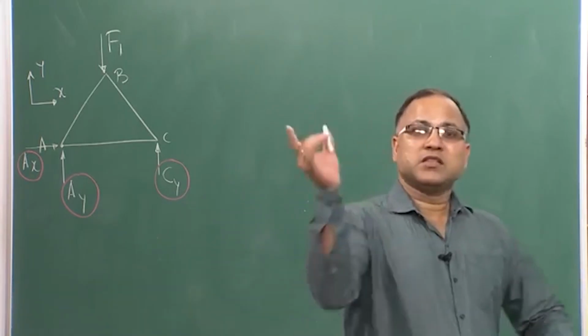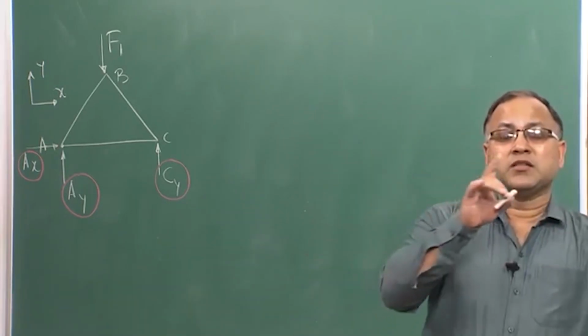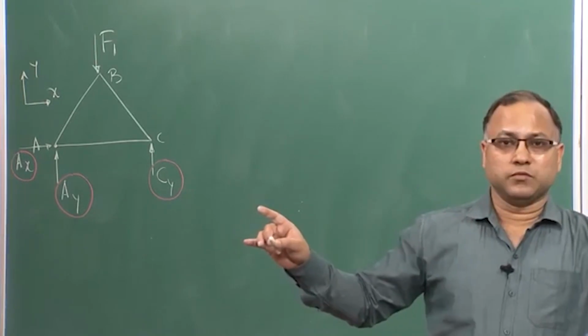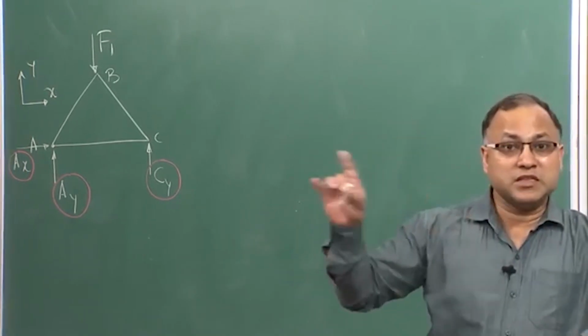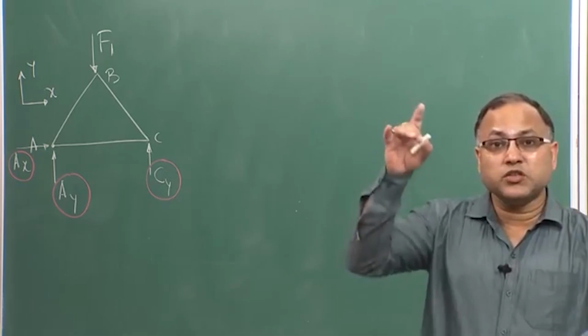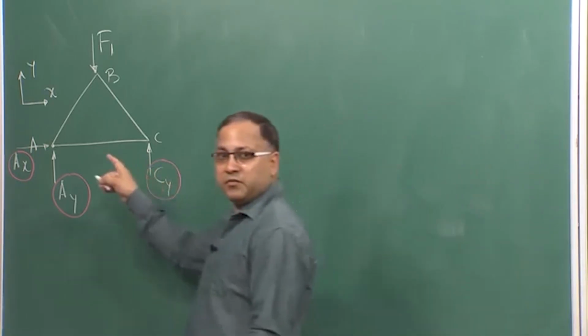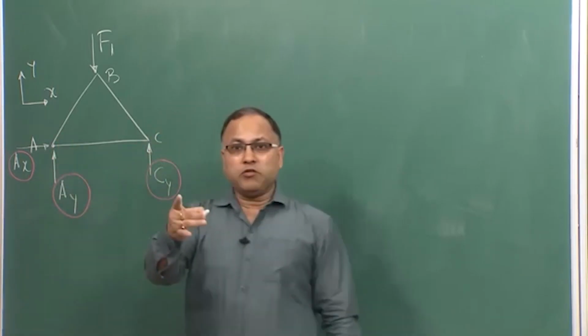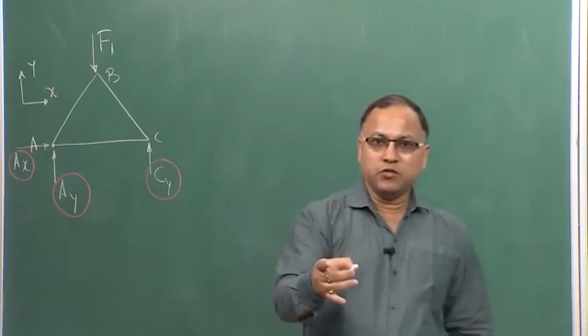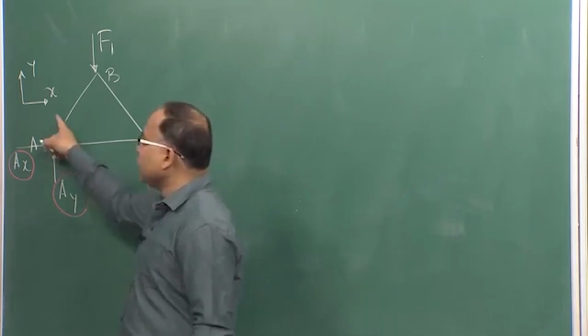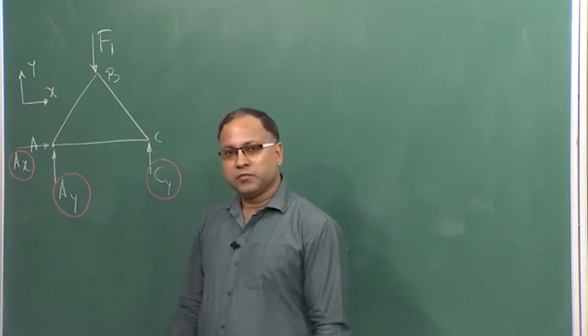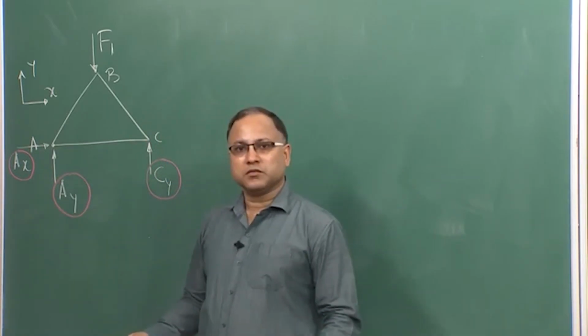What are those? Summation of Fx equal to 0, summation of Fy equal to 0. So, these two equations of equilibrium are available with you at that particular joint. So, two equations of equilibrium are available with you and there are two unknowns. So, you can solve it.